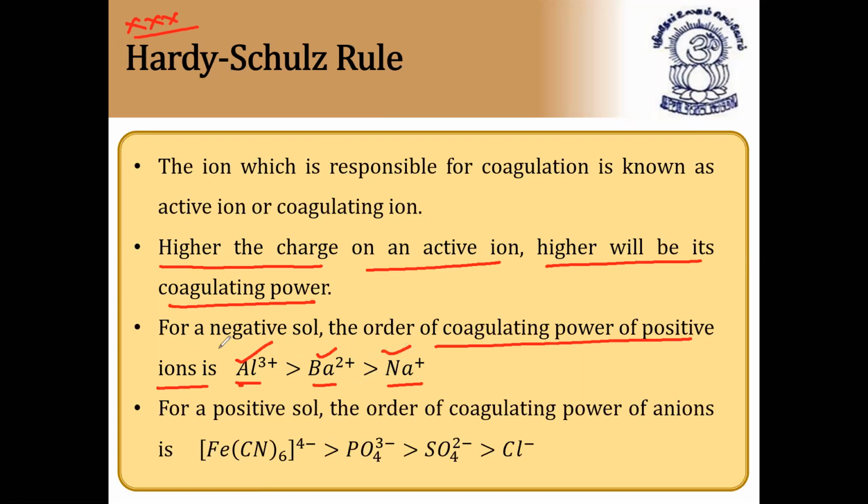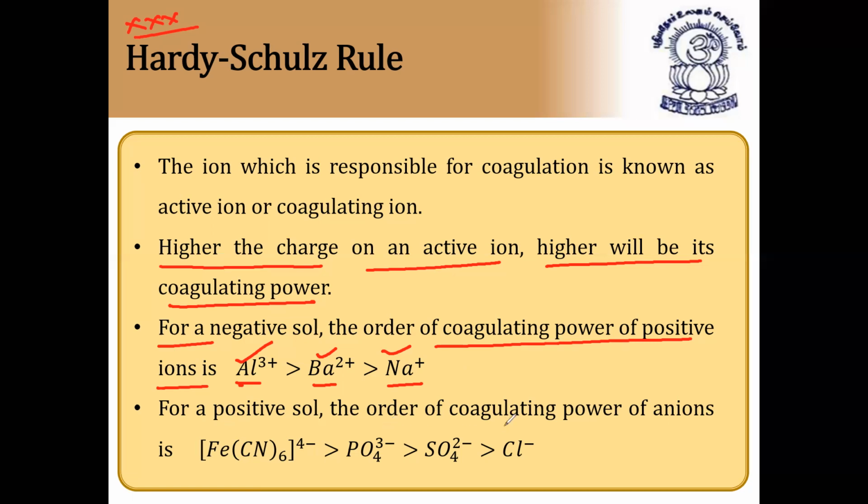So to coagulate a negatively charged sol, we have to use positive ions. Higher the charge on the active ion, higher will be its coagulating power. So which can coagulate more easily between aluminum, barium, and sodium? Aluminum, because the charge on aluminum is +3. Very important. From this, they have asked many questions. From this concept only, they asked many questions in competitive exams.